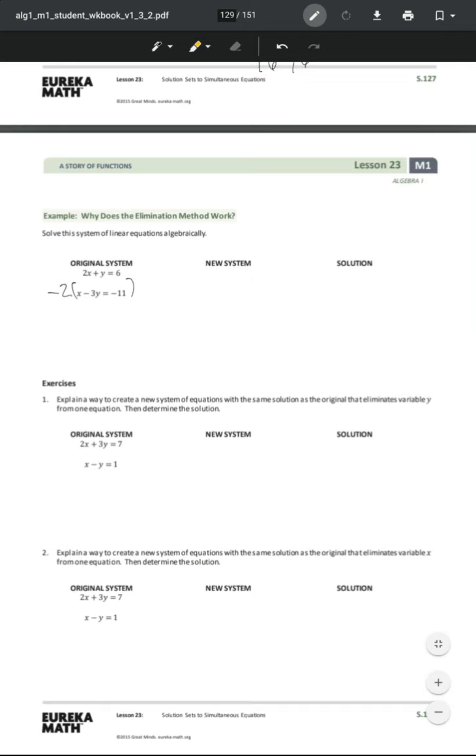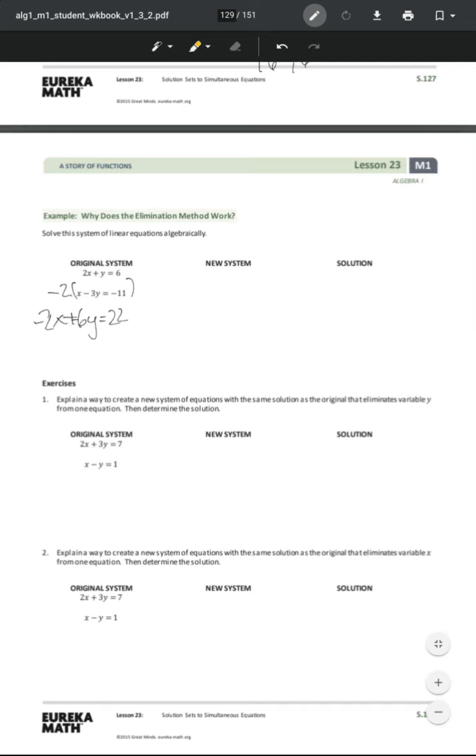So when I distribute the negative 2, we get negative 2x plus 6y equals positive 22, because negative 2 times x is negative 2x, negative 2 times negative 3y is a positive 6y, and negative 2 times negative 11 is positive 22.